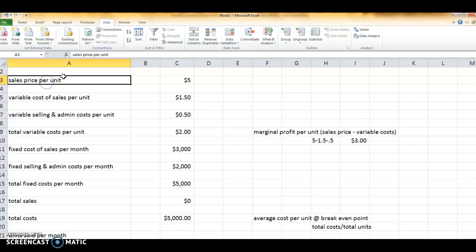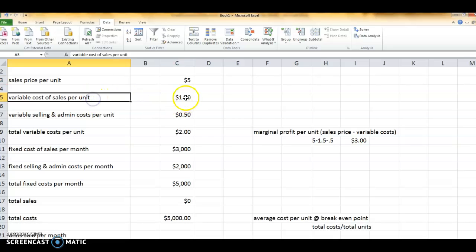So what I have done is I've set up this example. Assume that we're selling widgets. A widget sold for $5 per unit. The variable manufacturing costs, that would be my direct materials, my direct labor, my variable factory overhead, those are $1.50 per unit. My variable selling and administrative expenses, those would be the selling and administrative expenses that vary with the number of units sold, things like commissions, for example, expense. So my total variable cost would be the $1.50 plus the 50 cents, or $2 per unit.